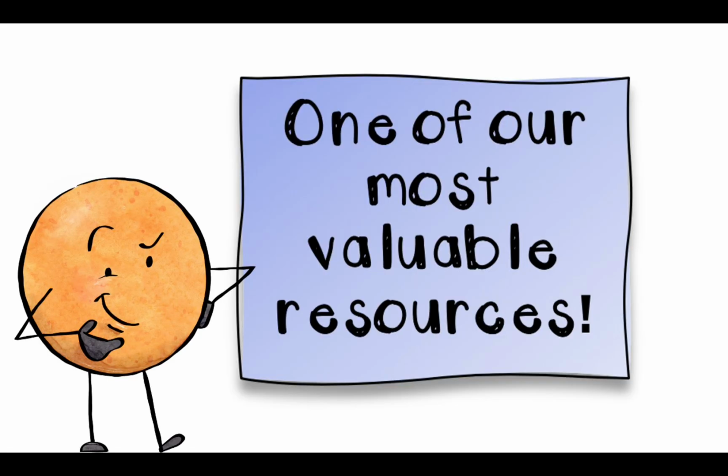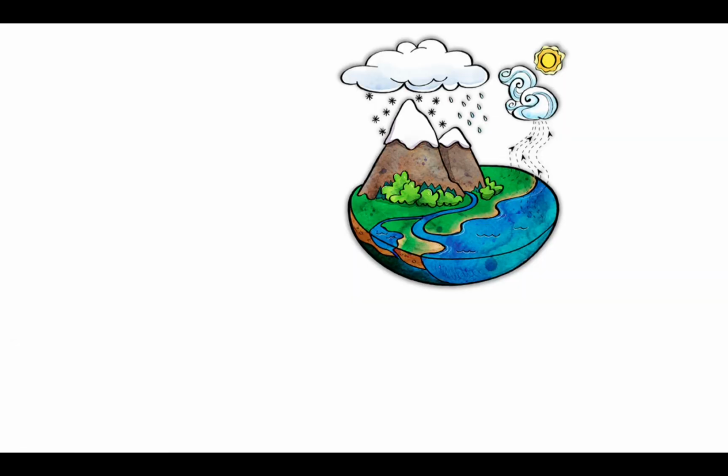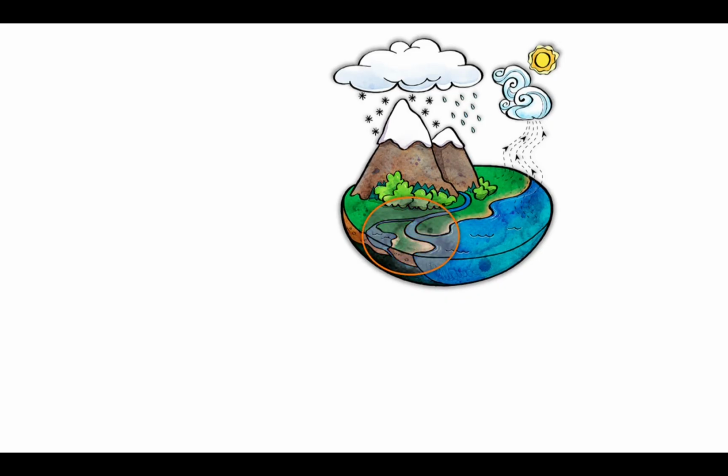So, one of our most valuable resources is water and the water cycle, which is why we have to take care of it and make sure that we are using it as a renewable source. So, let's take a closer look at what both of these sources look like. Here is a river system that we have above the surface of the water.